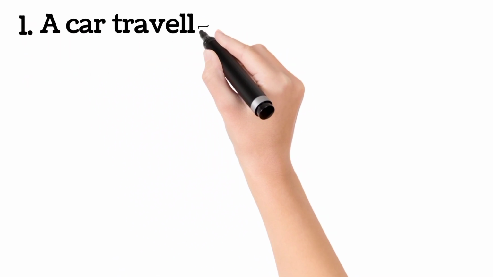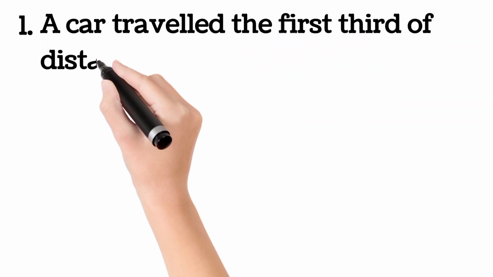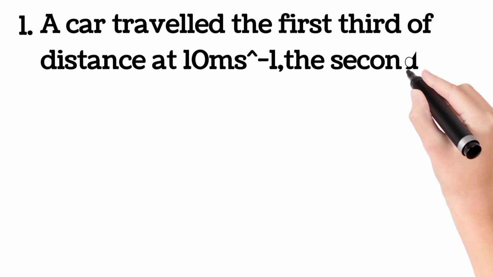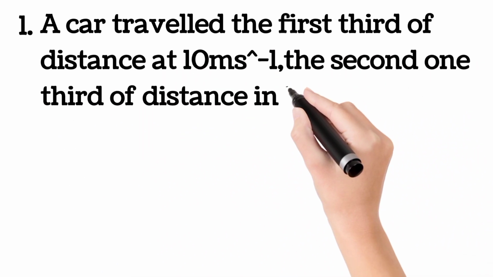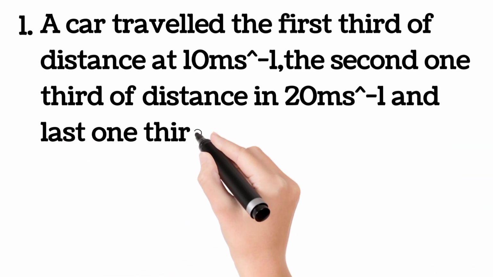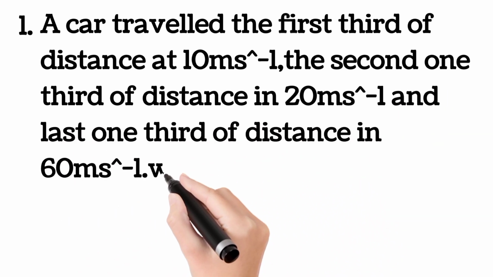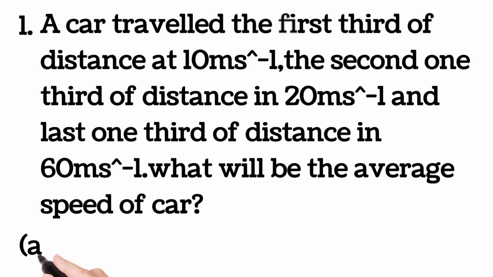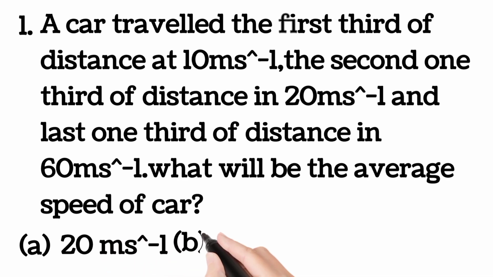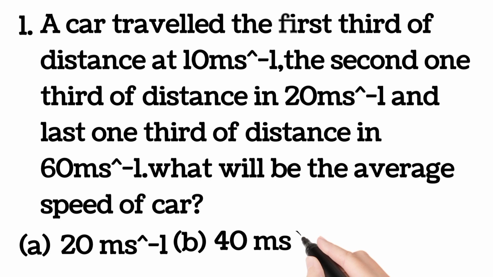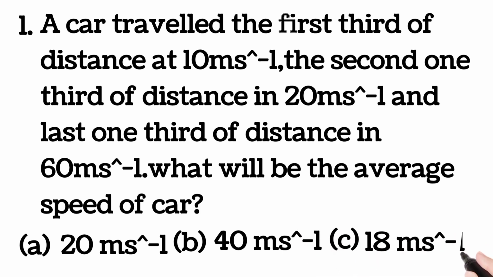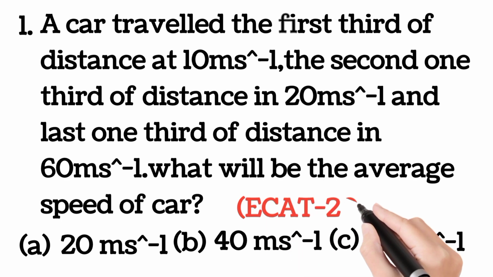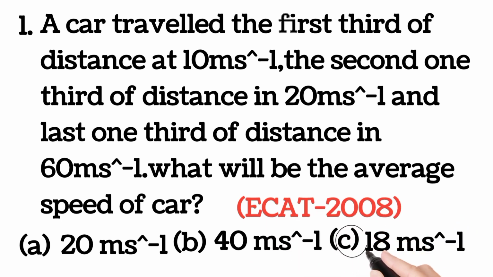The first MCQ is: a car traveled the first third of the distance at 10 meters per second, the second 1/3 of the distance at 20 meters per second, and the last 1/3 of the distance at 60 meters per second. What will be the average speed of the car? The A option is 20 meters per second. The B option is 40 meters per second. The C option is 18 meters per second. This MCQ was asked in ECAT 2008. The correct option is C.